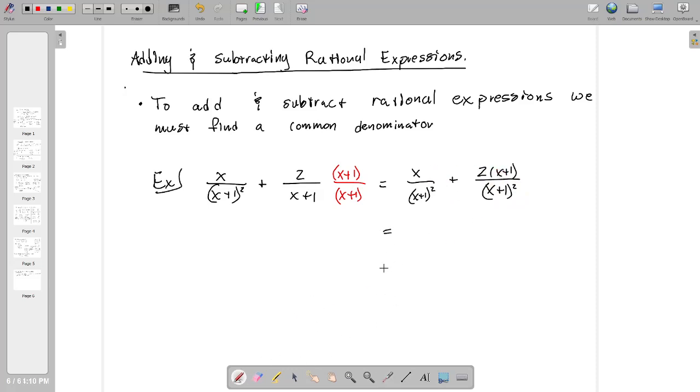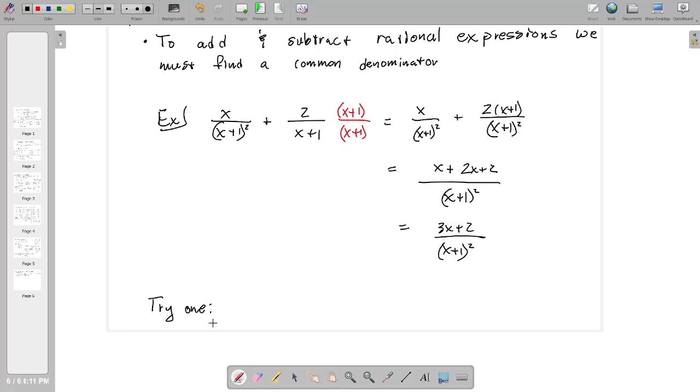Now remember, when we add fractions, the denominator does not change. It's a common denominator. We get a common denominator because it doesn't change here. So we got x plus 2x plus 2. I also distributed my 2. That's how I got 2x plus 2 divided by x plus 1 quantity squared. And then we add the like terms, and we get 3x plus 2 in the numerator and x plus 1 quantity squared in the denominator.